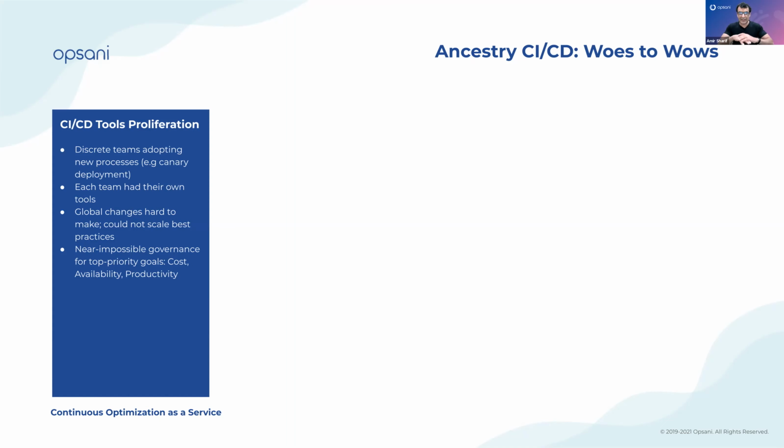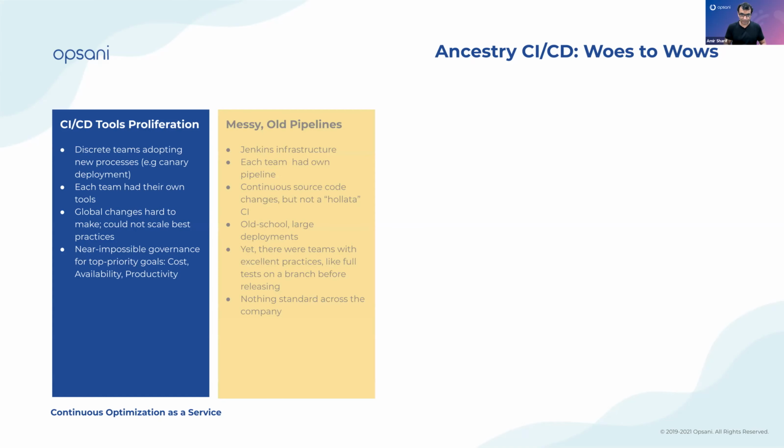So despite having cloud infrastructure, despite having gone with the DevOps movement and having deployed a CI/CD pipeline, there was nothing standard. Everybody had their own CI/CD pipeline. And as a result, it was near impossible to govern for costs, for availability, for productivity. And the owners of the applications and the owners of the infrastructure were kind of pulling their hair out trying to figure out how to solve this problem.